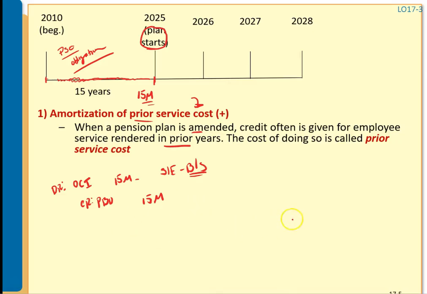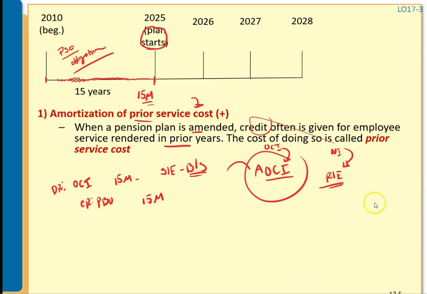OCI at the end of the year will close out into accumulated OCI, which is what goes on your balance sheet. Think of the connection between OCI and accumulated OCI. It's similar to how net income closes out into retained earnings every year, and then every year your income statement starts anew, but the accumulation of that is in your retained earnings.